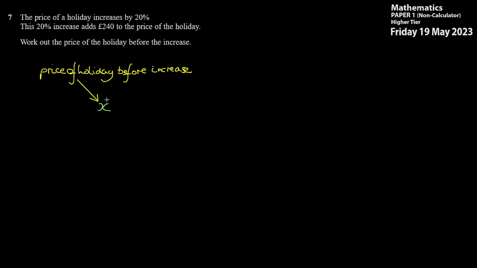So let X here be the price of the holiday before the increase. X, of course, will be our answer. And then the evil travel company added 20% of X to create a new total. We're not really interested in the new total. We're not asked about it. But we're told that this amount here equals 240.